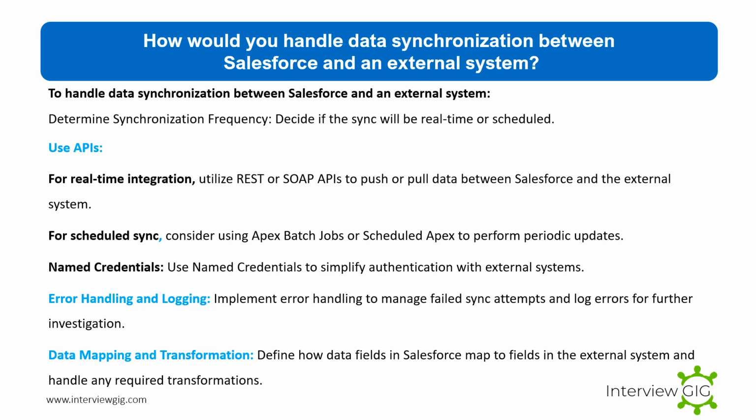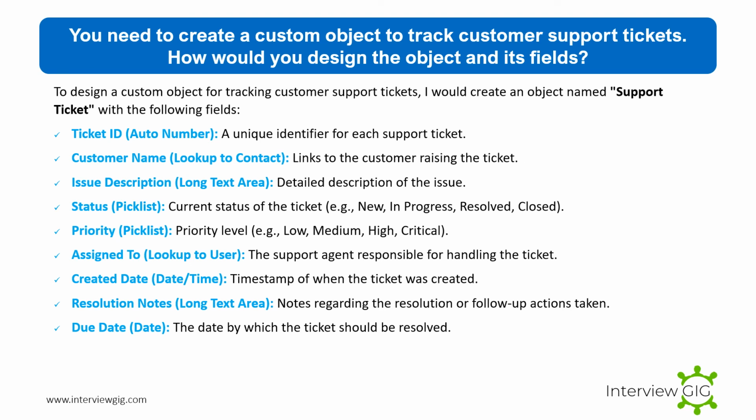You need to create a custom object to track customer support tickets. How would you design the object and its fields? To design a custom object for tracking customer support tickets, I would create an object named Support Ticket with the following fields. Ticket ID, auto number, a unique identifier for each support ticket.